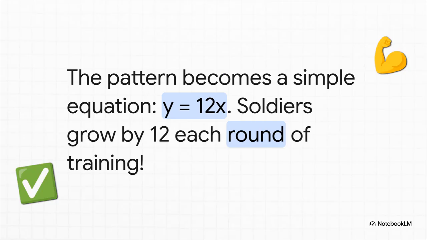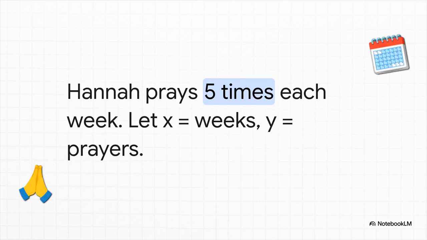And what does that give us? Well, here it is. That really clear pattern gets translated into a nice, simple algebraic equation, y equals 1/2 x. And this is the absolute core of the method. You've just taken a story about faith and war and turned it into a predictable, solvable math problem. Kind of wild, right?